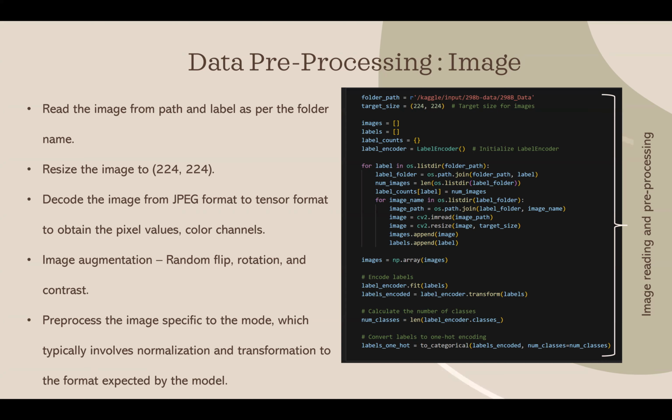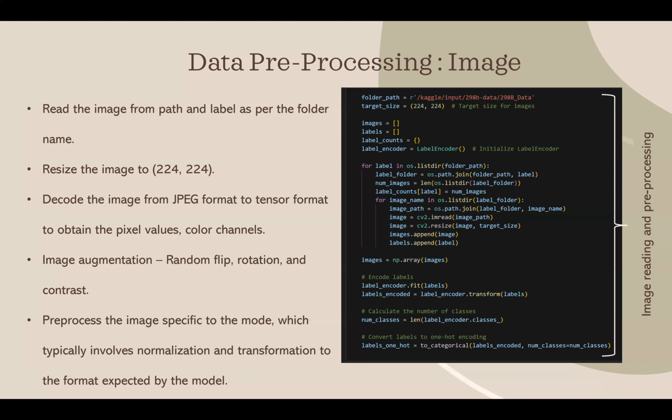because we tried different kinds of sizes and we got good accuracy for this size when compared to the remaining sizes we tried. It's a trial and error method. Then we decode the JPG format to tensor format to obtain the pixel values and color channels, which are further needed for the feature extraction and for the model to learn better.